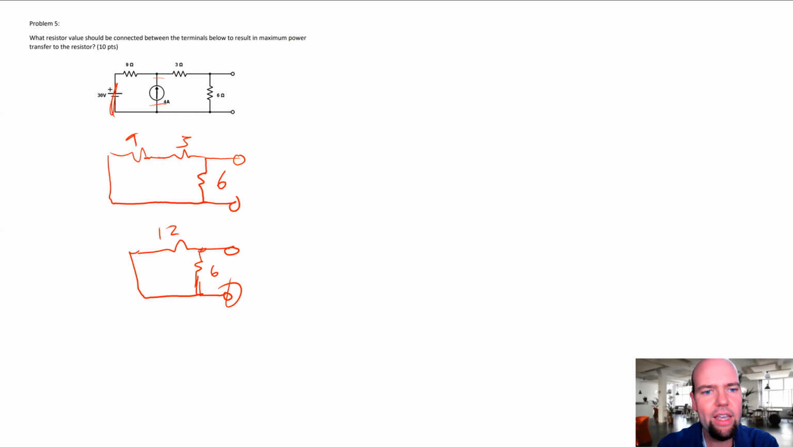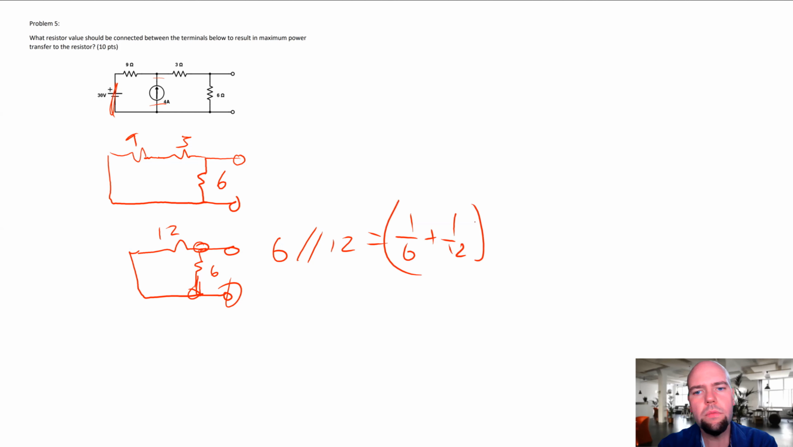You can say, because they do share 2 nodes, that they're in parallel. So 6 in parallel with 12. It should be 4, but I don't trust myself. What did I do?